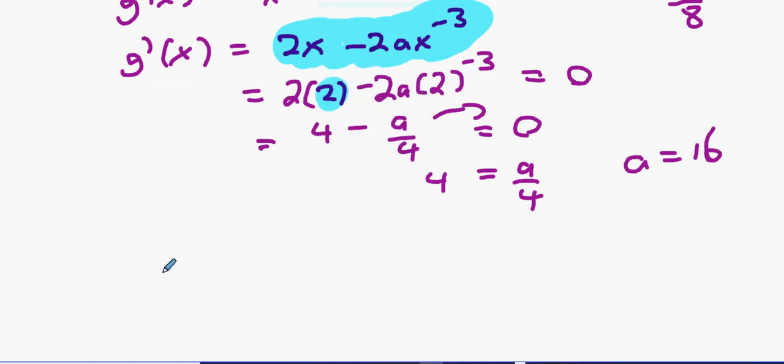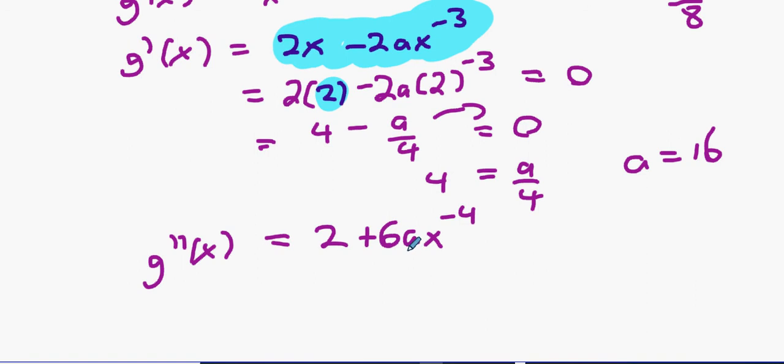Okay. Second derivative is 2. Minus 3 by minus 2 is plus 6a x to the minus 4. Now we have the a value, don't we? What is the a value? 16. So it's 2 plus 96x to the minus 4.